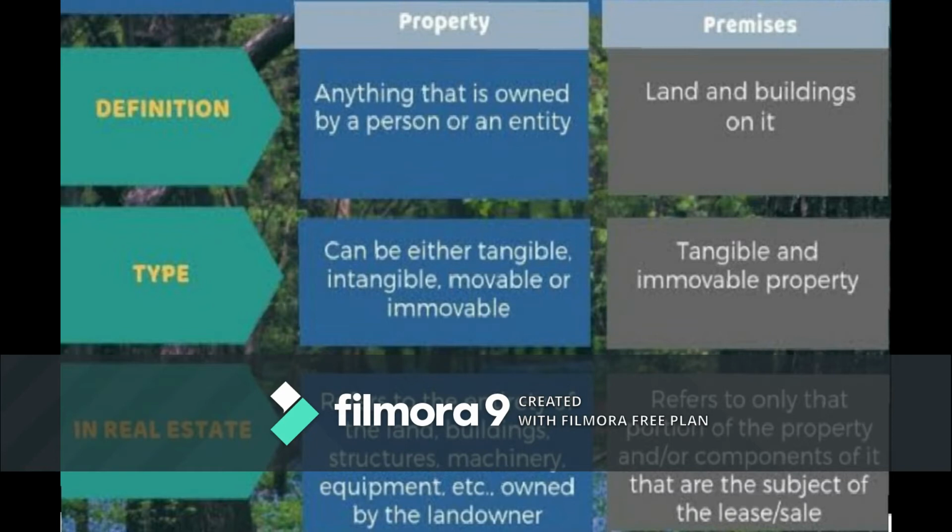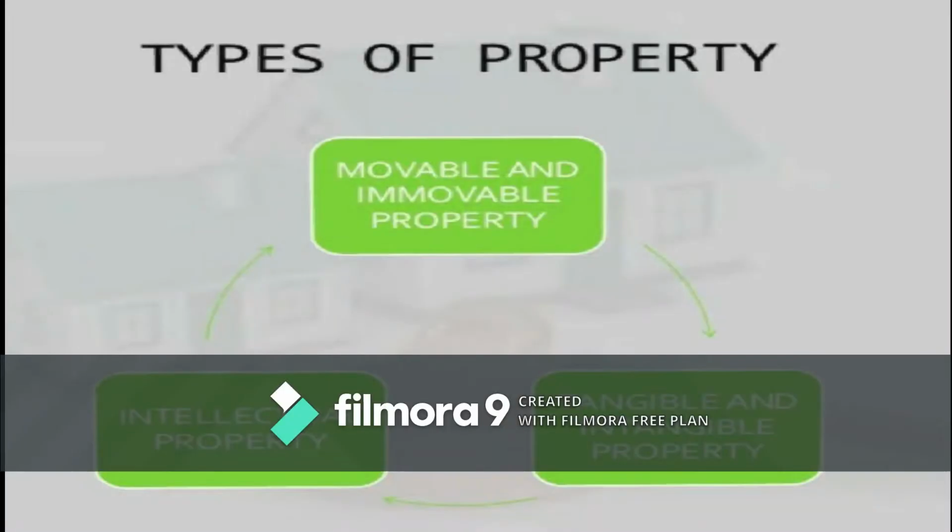Property is anything that is owned by a person or an entity. Property type can be either tangible or intangible, movable or immovable. Property in real estate refers to the entirety of the land, buildings, structures, machinery, equipment, etc. owned by the landowner. Types of property: movable and immovable property, tangible and intangible property, intellectual property.